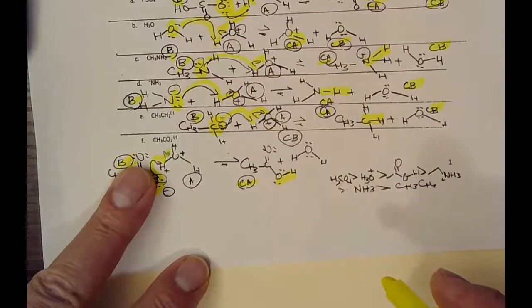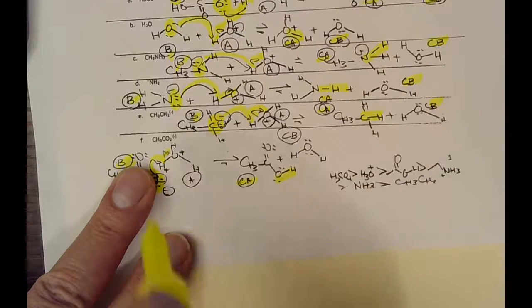Then we were asked to look at the strength of these bases. We're going to learn this in this chapter: the strength of the acid that we made. I'm sorry. If you start with a decent base here, not a very strong one, it makes a very strong acid.